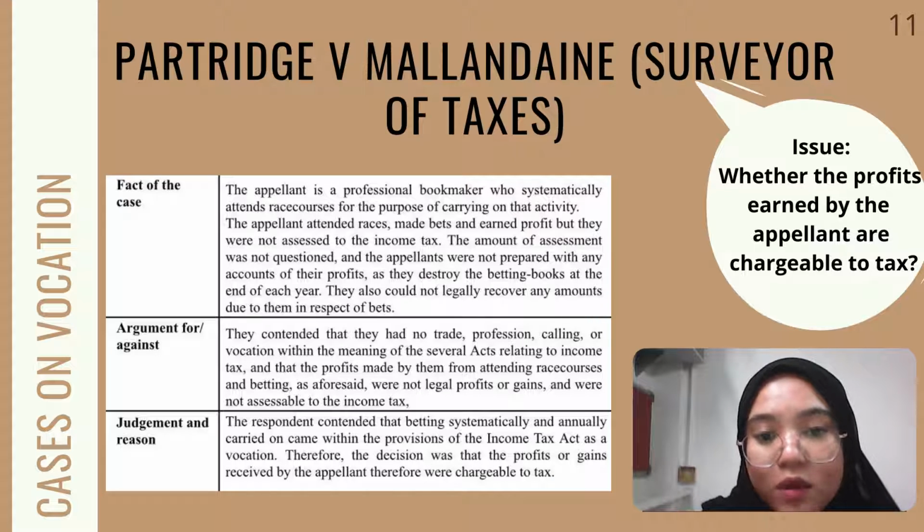The argument is they contended that they had no trade, profession, calling, or vocation within the meaning of the several acts relating to income tax, and that the profit made by them from attending race courses and betting, as aforesaid, were not legal profit or gains, and were not assessable to the income tax. The judgment is that the respondent contended that betting systematically and annually carried on came within the provision of the Income Tax Act as a vocation. Therefore, the decision was that the profit or gain received by the appellant were chargeable to tax.